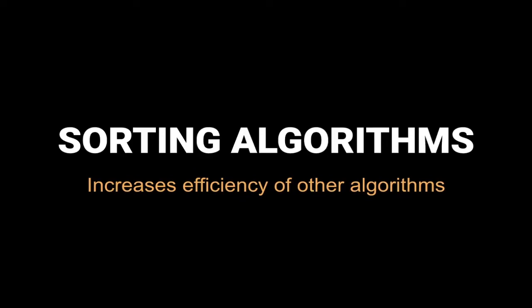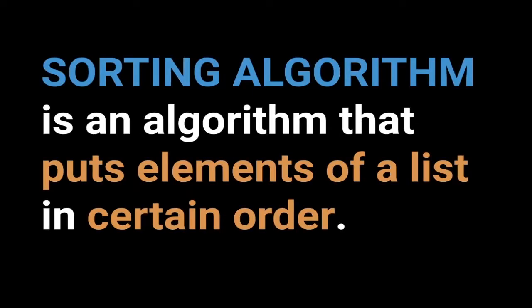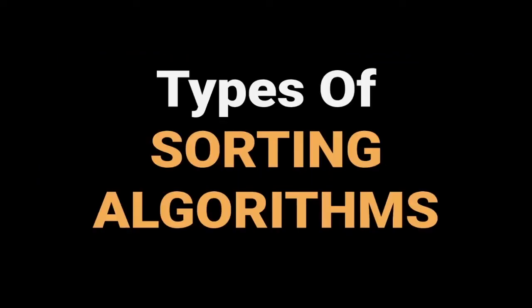type of application. So in a nutshell, a sorting algorithm is any algorithm that puts the elements of a list in a certain order. It could be ascending or it could be descending. There are different types of sorting algorithms, and we are going to talk about a small subset of those that will help us grasp bigger concepts in computer science.